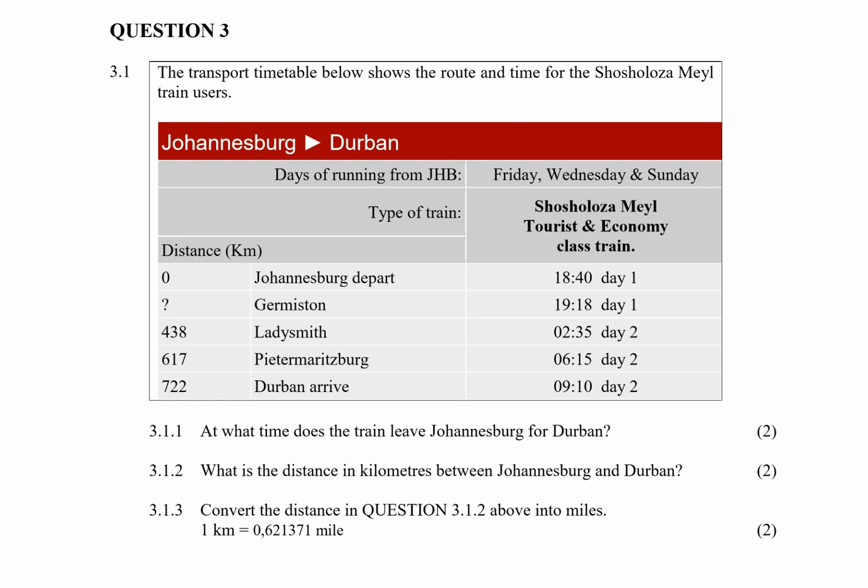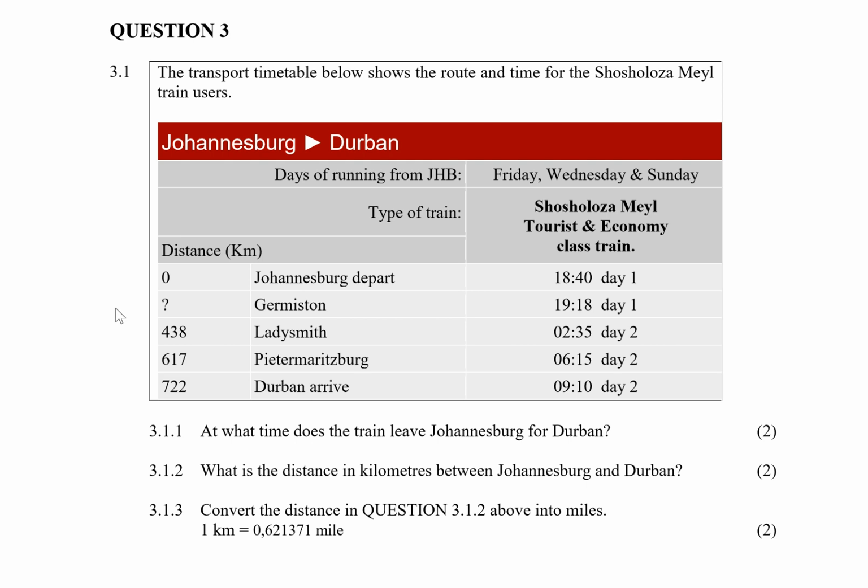So look at question 3.1.1. At what time does the train leave Johannesburg for Durban? That's just simply reading off of the table, and you'll see that it leaves at 20 to 7 in the evening. Question 3.1.2. What is the distance in kilometers between Johannesburg and Durban? Again, you only have to read off of the table. You'll see that the relative distance to Johannesburg is 722 kilometers.